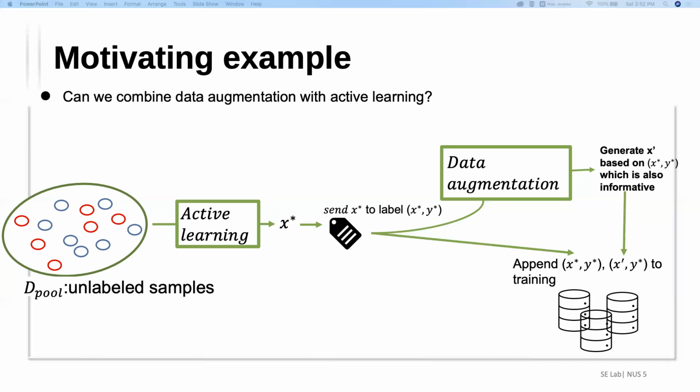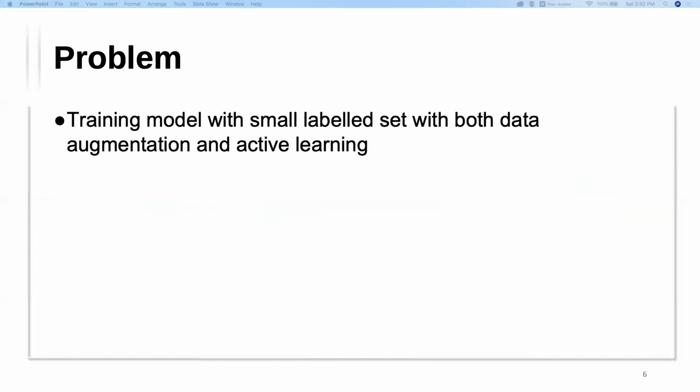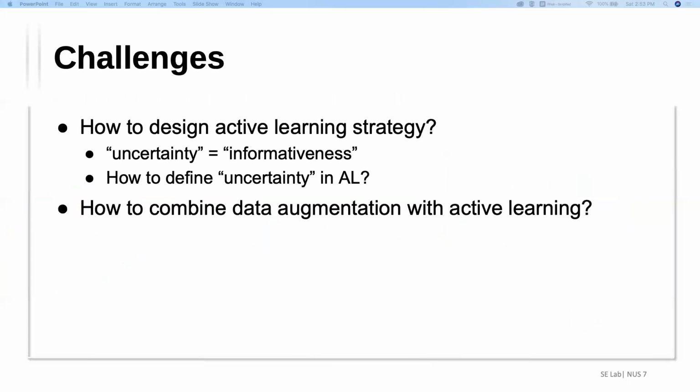So the problem scope of this paper is training a model with a small label set, with both data augmentation and active learning approaches. There are a few challenges. The first one is how do we design the active learning strategy? Because in active learning, we need a metric to measure informativeness. In practice, we measure informativeness by uncertainty. That means if the model is uncertain about an example, then that example is considered informative, because if we add it into training, that may improve the model's performance and generalizability.